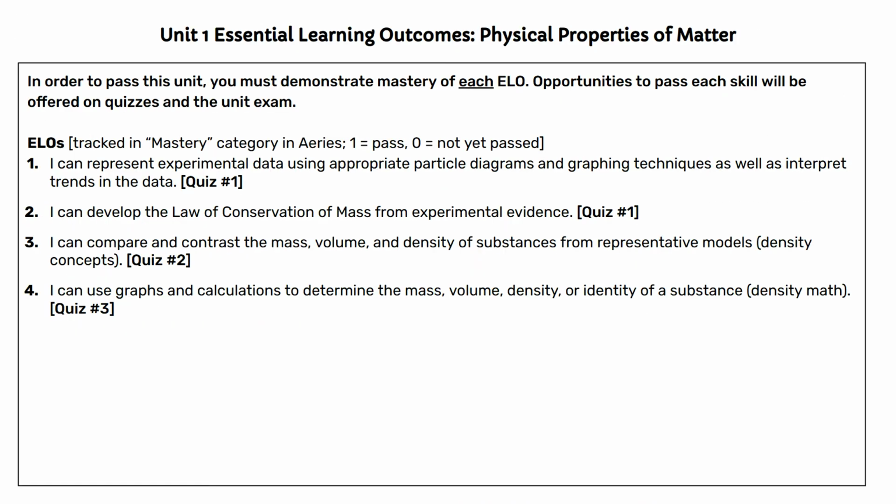So let's take a look at some ELOs. For example, in Unit 1, you would be given this list in the beginning of the unit, and generally I tell you which quiz you'll be assessed on each ELO. And we do lots of practice for each of these, and then you will see ARIES updated as to whether or not you've demonstrated mastery. If you don't pass it on the quiz and you still don't pass it on a quiz retake, ultimately either on a test or a test retake, when you do pass it, that 0 will then become a 1.